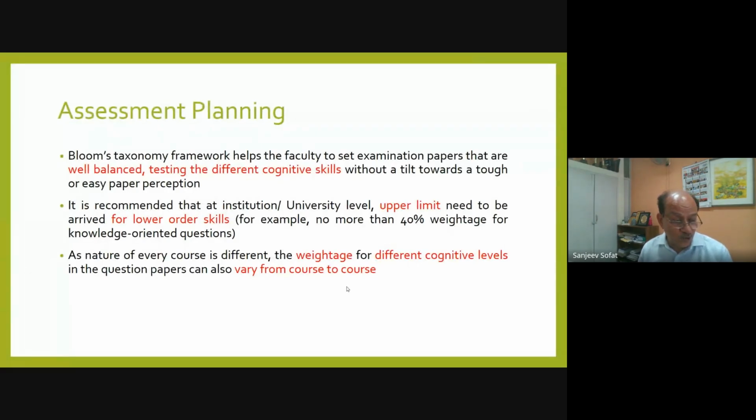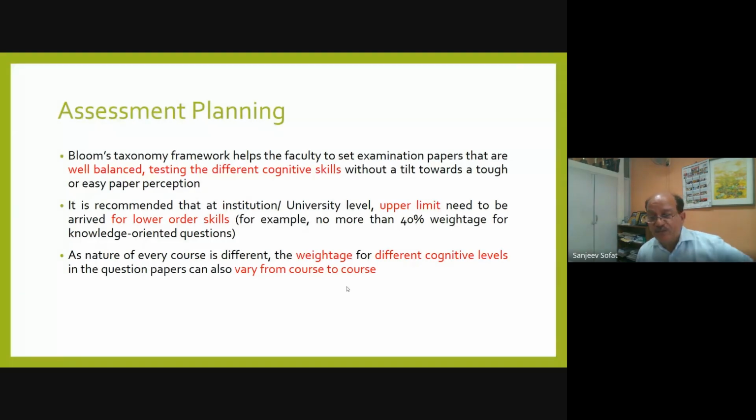In case there are 4 outcomes and I ask questions for only two outcomes, my paper is not balanced. I must define which outcome is important. I test more there and less in the other categories. So these are some of the things by which we say my paper is well balanced or not.